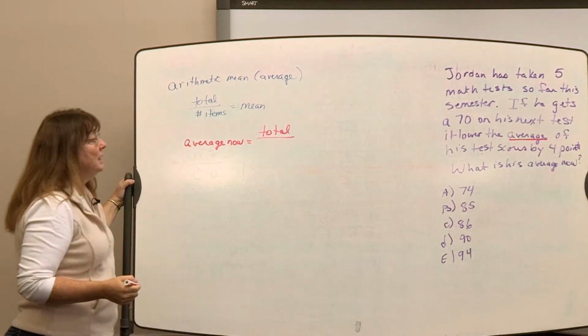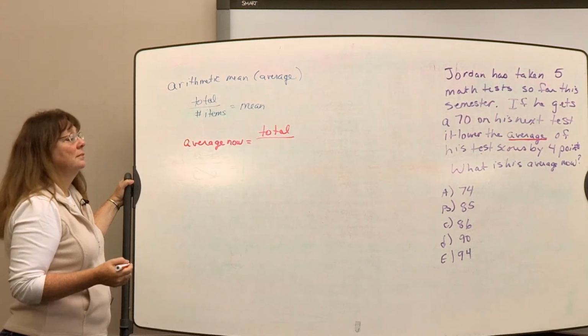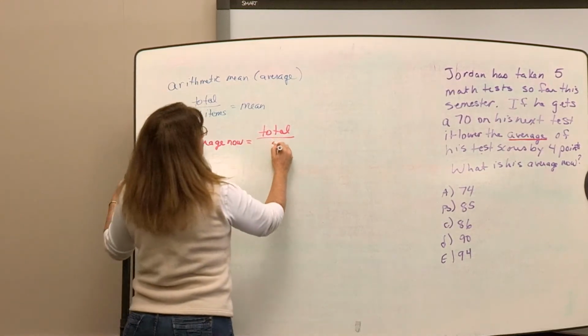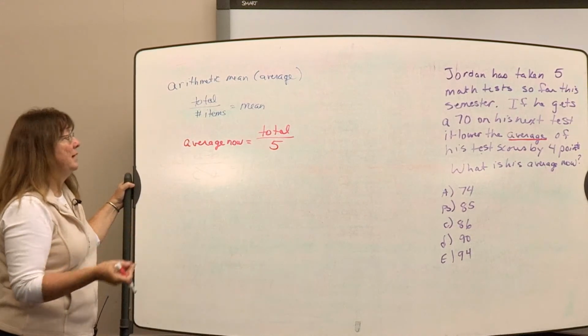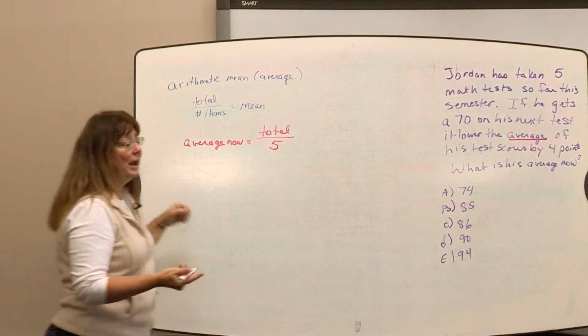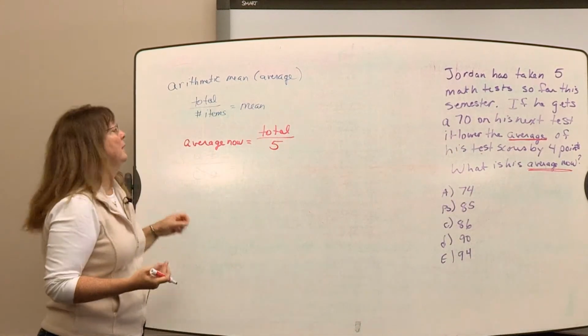And they tell you he has taken so far this semester 5 tests. So if I take all 5 and add them up and divide by 5, that gives me his average right now. And they're asking me a question in the end about his average now. So that's why I'm looking at that.